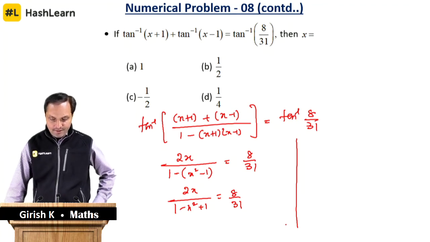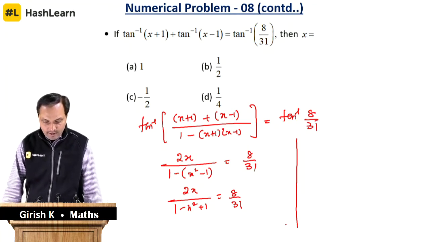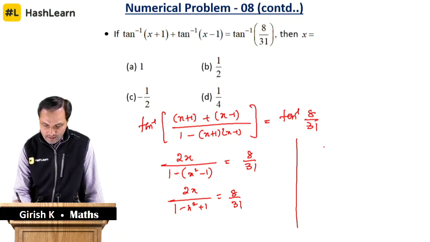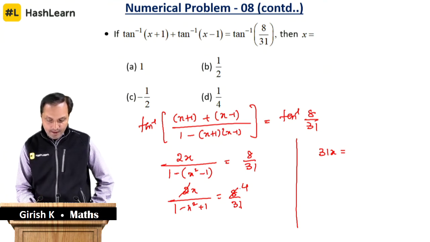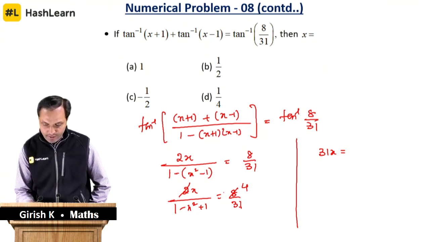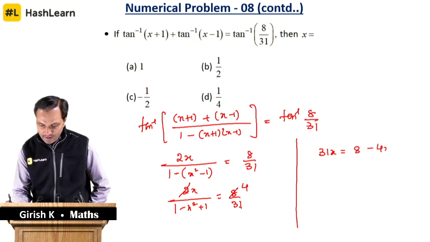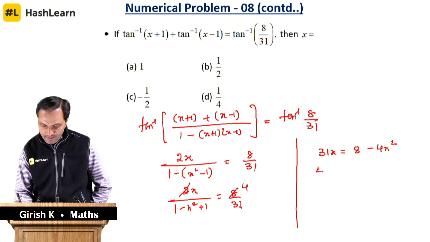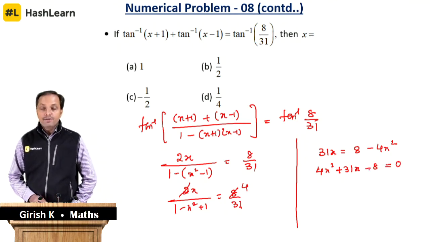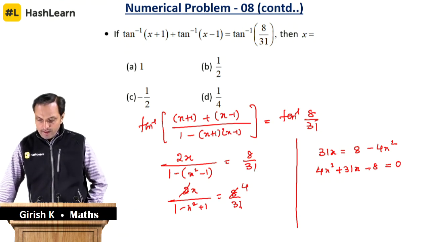So if you cancel this, 2x cancels with 4. 31x is equal to, this is 4 into 2 is 8, minus 4x square. So this can be written as 4x square plus 31x minus 8 is equal to 0. Okay, so this is the quadratic equation you will get.